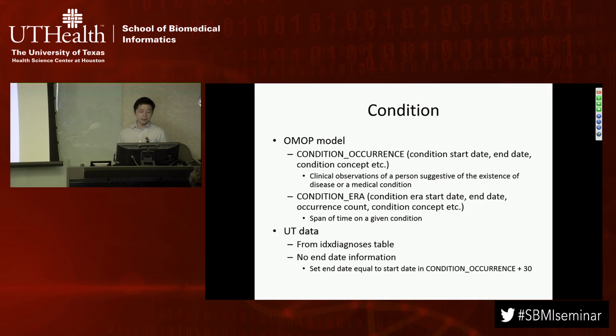An era table just represents the span of time on a given condition, which includes the era start date, end date, and the occurrence count and condition concept. In our UT data, we actually transform that part from the diagnose table. But in our diagnose table, we don't have the condition end date information, and that information is required for the OMOP data model. So for us, it's kind of hard to estimate the actual end date of the condition. So we just use a fixed rule here. We set the end date equal to the start date plus 30 days, which is a common way to handle this missing information in the Odyssey forum.